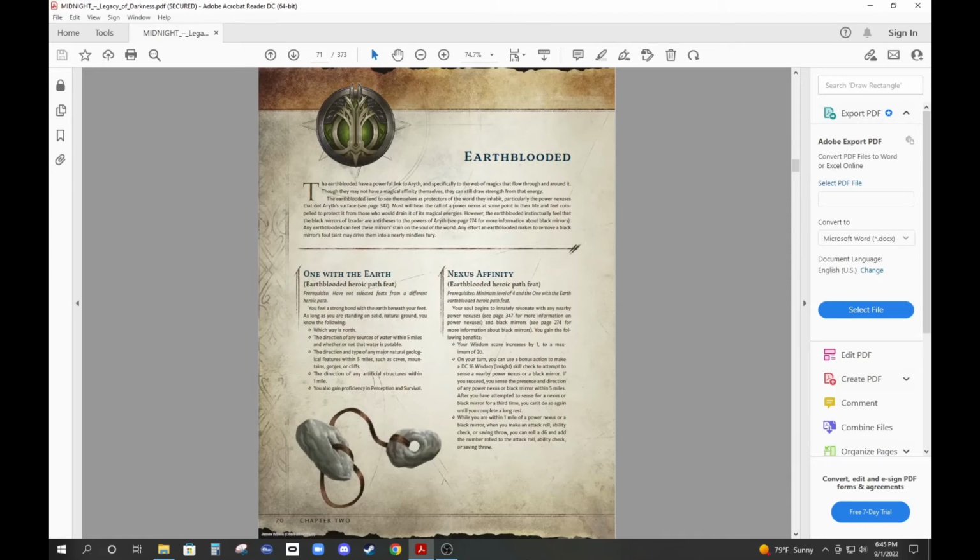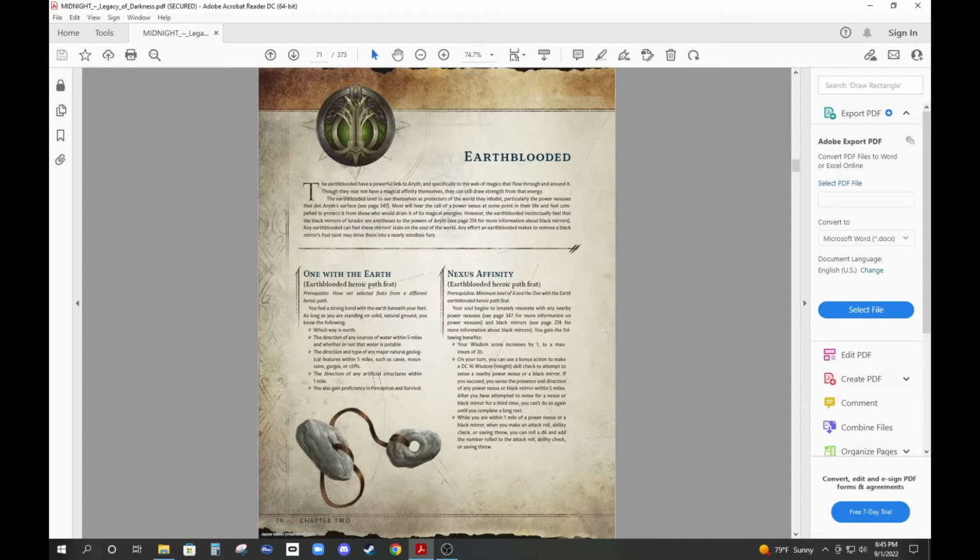Earth-blooded. The Earth-blooded have a powerful link to Aerith, and specifically to the web of magics that flow through and around it. Though they may not have a magical affinity themselves, they can still draw strength from that energy. The Earth-blooded tend to see themselves as protectors of the world they inhabit, particularly the power nexuses that dot Aerith's surface. Most will hear the call of a power nexus at some point in their life and feel compelled to protect it from those who would drain it of its magical energies.